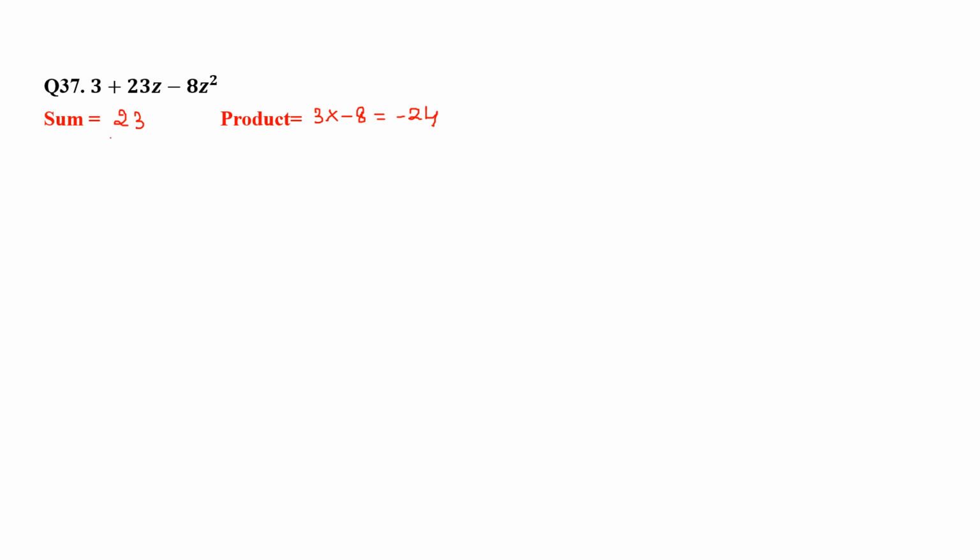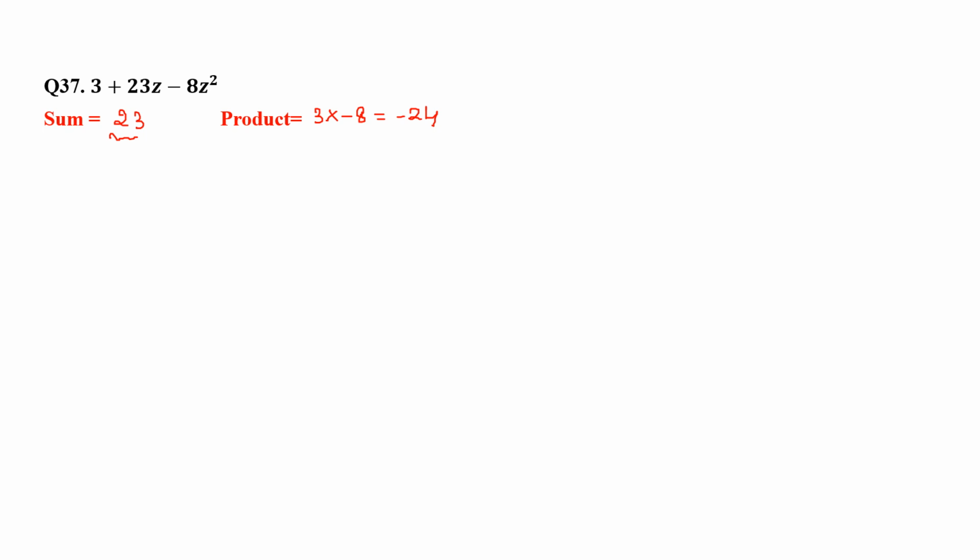So for that you have to see here, the sum is positive. And when will you get a positive sum? When the greater number is positive, right? So you have to choose two numbers whose product is minus 24 and sum is 23, and just now I told you the greater number should be positive and the smaller will be negative. So let's do the possible combinations.